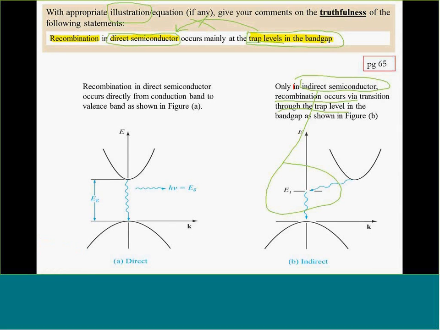So in an indirect semiconductor, the trap level is here. But in a direct semiconductor, there's no trap level. It's just a direct transition. So it's easy if you illustrate it rather than talk about it, because it can really show straight away the transition for the recombination.